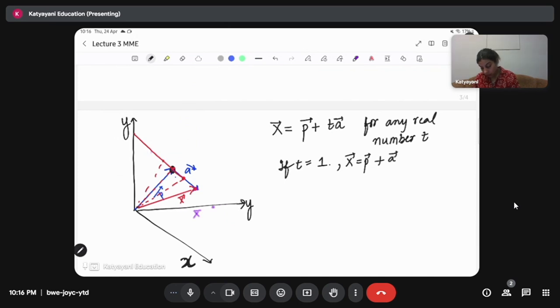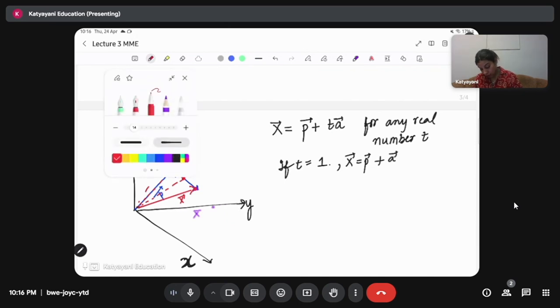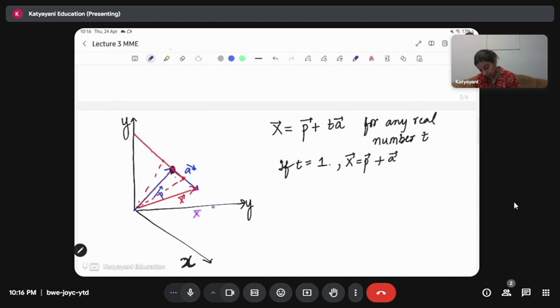Okay. So this is how you will get the equation of your line. Let me rub out the extra things. So this is your vector P. This is your vector A, the direction in which you want the line, and this would be the line L, and the equation of the line would come from this equality.